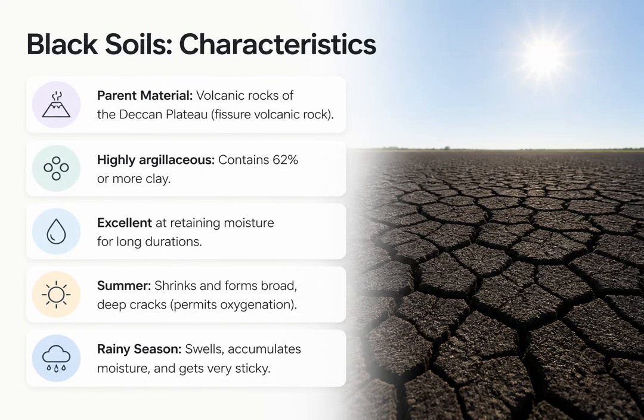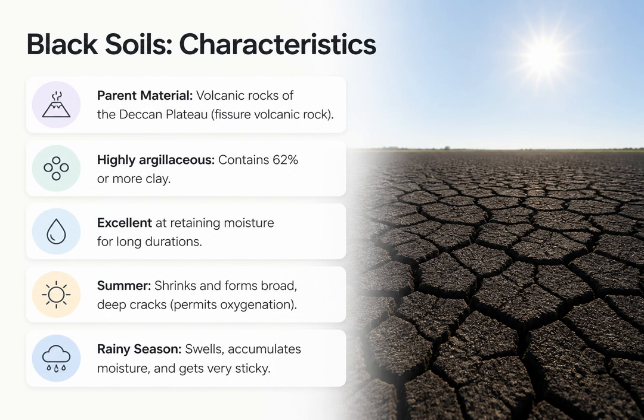Next, we have black soils. The parent material for most black soil in India is the volcanic rock formed in the Deccan Plateau, specifically fissure volcanic rock. A defining characteristic of typical black soil is that it is highly argillaceous, meaning it contains a large clay factor of 62% or more. This gives it an incredible ability to retain moisture.